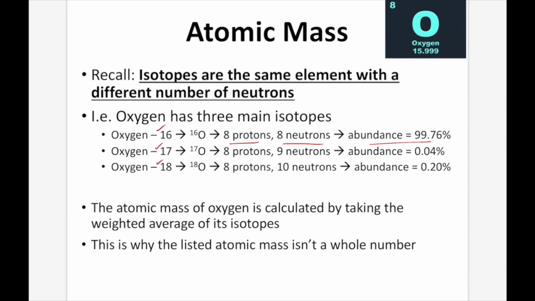However, you'll also find these other isotopes. You'll find oxygen 17, which has 8 protons, 9 neutrons, but its abundance is only 0.04%. And then you'll have oxygen 18, which has 8 protons, 10 neutrons, and its abundance is 0.2%. So it's going to be much more likely to find the oxygen 16 than the other two. The average atomic mass of oxygen is calculated by taking the weighted averages of the isotopes. This is why the atomic mass listed isn't a whole number.